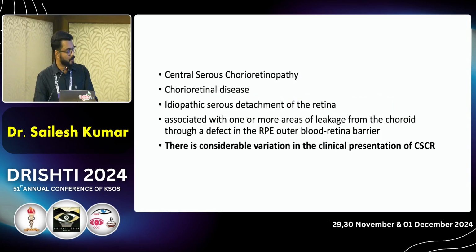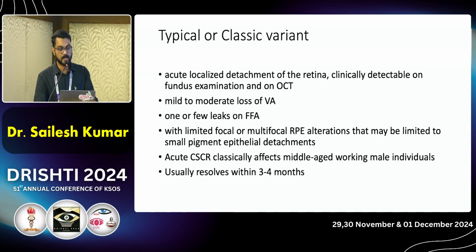Central serous chorioretinopathy, as we all know, is a chorioretinal disease in which there is idiopathic serous detachment of the retina associated with one or more areas of leakage from the choroid through a defect in the RPE outer blood retinal barrier. But in case of CSCR, there is considerable variation in the clinical presentations.